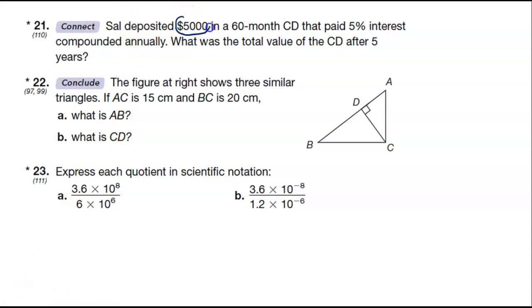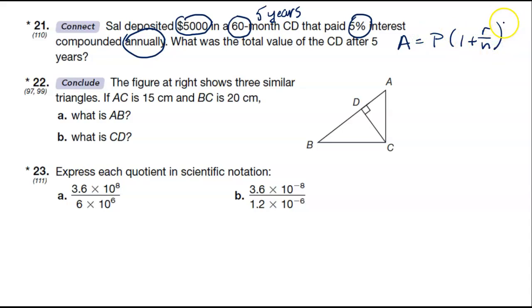Deposited this much in a 60-month CD, that's 5 years, that paid 5% interest compounded annually. What is the total value of the CD after 5 years? So what I would do is you have the amount is equal to the principal. I think it's 1 plus R over N to the, I don't remember. Hold on.